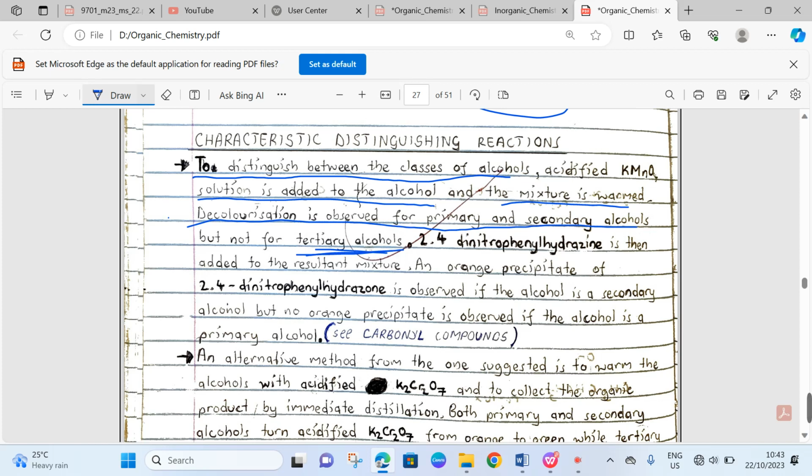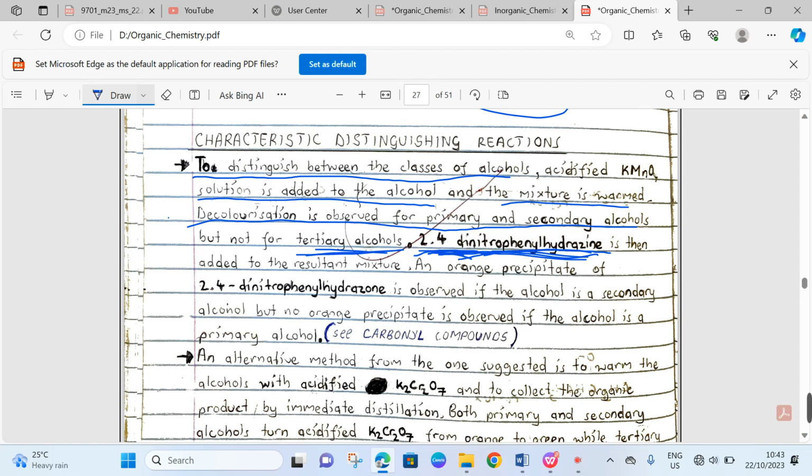So let's say you've got three samples of three different alcohols, then you put acidified potassium manganate 7. The sample that is not decolored, that does not show a change in color, is the tertiary alcohol, right? Now, in the next step, this component that is called 2,4-dinitrophenylhydrazine, if it is added to the resultant mixture, an orange precipitate is observed. This species, 2,4-dinitrophenylhydrazine, is used to test for carbonyl compounds, right?